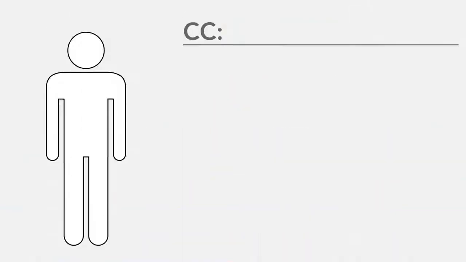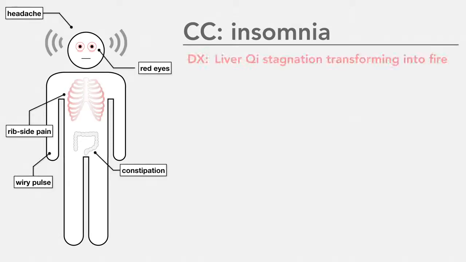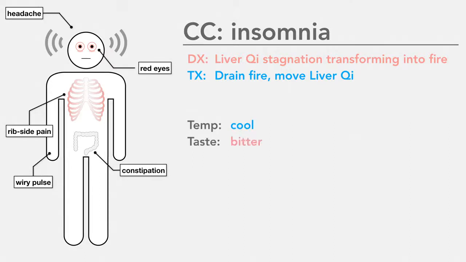For example, let's say you have a patient with a chief complaint of insomnia. After looking at the other signs and symptoms, you might come up with a pattern diagnosis of liver qi stagnation transforming into fire. So your treatment principle would be drain fire and move liver qi. Since this is a warm condition, we'll probably want to use herbs that are cool in temperature. We'll probably use bitter herbs since the bitter taste drains fire. And we'll probably combine that with acrid herbs since the acrid flavor moves and disperses, and that'll take care of the underlying qi stagnation. And we'll use herbs that enter the liver channel. So that's how we would treat insomnia in this particular patient.